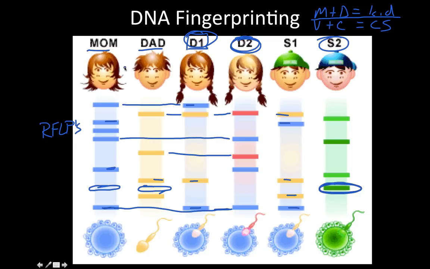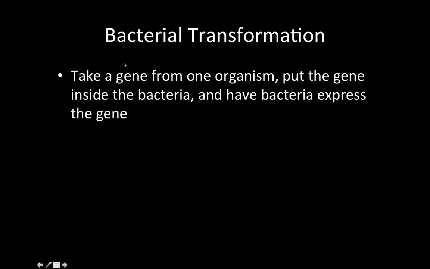And that's how they do DNA fingerprinting, to determine paternity or to determine whether or not a particular suspect did a crime. Last one is probably the coolest one, bacterial transformation. Bacterial transformation, we take a gene from one organism and put the gene inside the bacteria and then have the bacteria express the gene. Well, hold on. We took a gene from one organism and put that gene into bacteria.